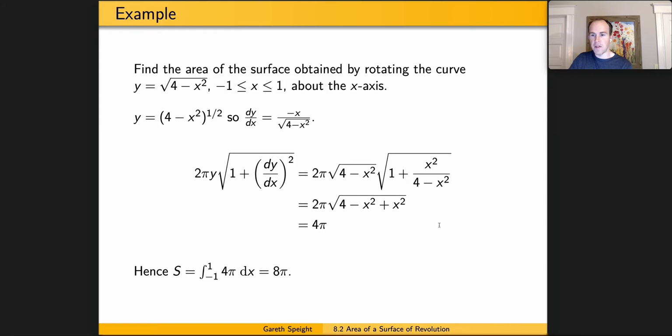Okay, and then we just have to integrate it, right? This was exactly the thing we were supposed to integrate. And we're supposed to integrate from -1 to 1. 4 pi, okay, we get 8 pi is the answer. So we managed to find the surface area of our region.